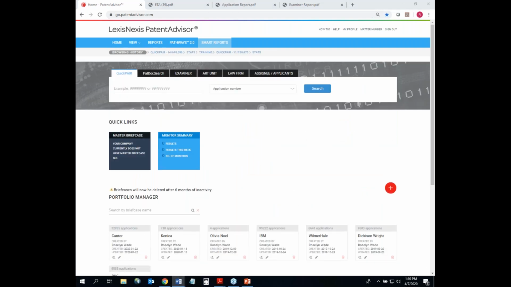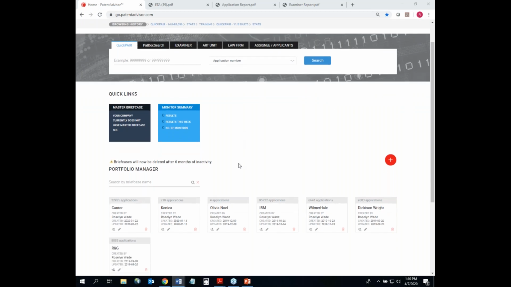So you probably know about briefcases. Briefcases is a way to collect a group of applications, and you can run statistics on them. So we can run statistics over the portfolio, or other custom sets of data, using the briefcase. But a lot of people do not realize that your briefcase is shareable.